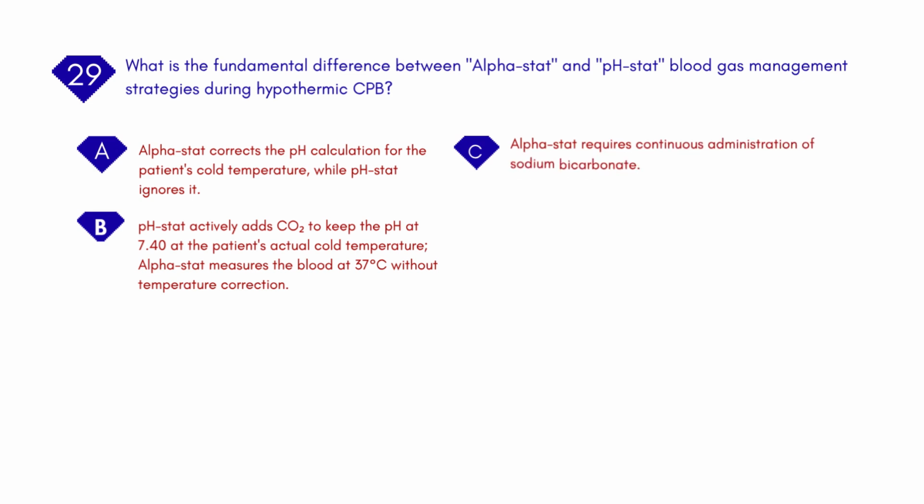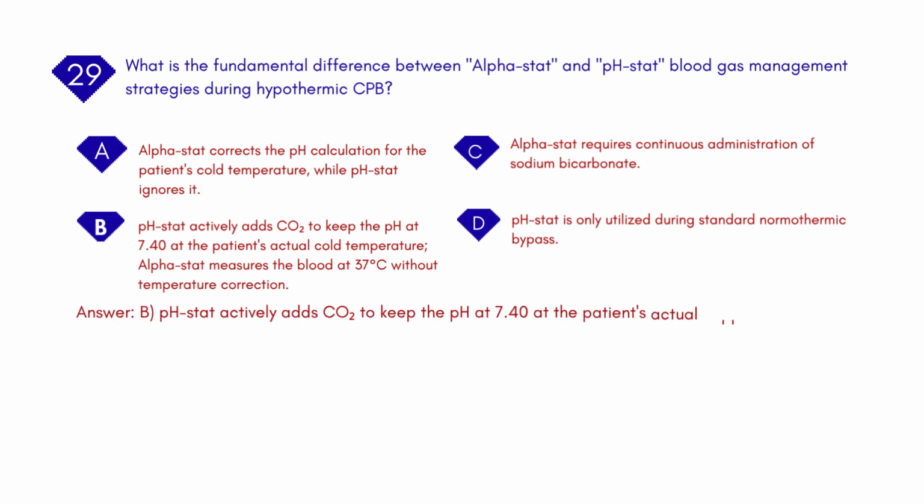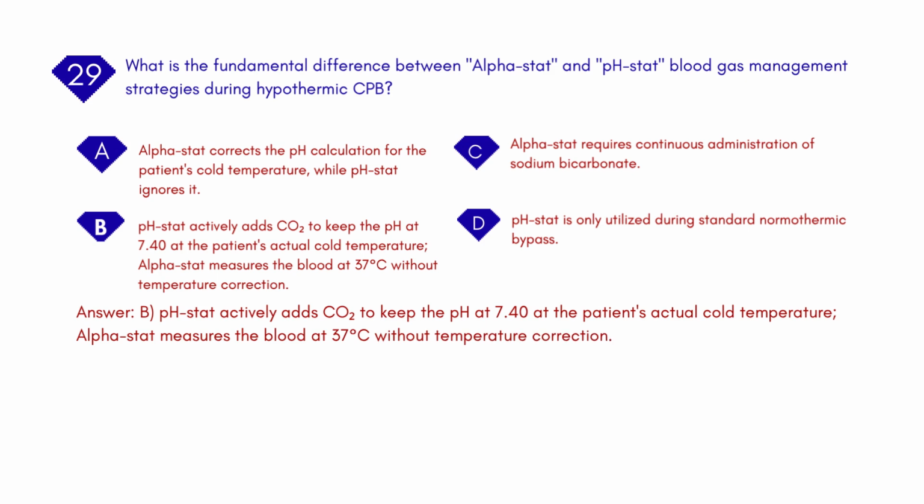C. Alpha-stat requires continuous administration of sodium bicarbonate. D. pH-stat is only utilized during standard normothermic bypass. Answer: B. pH-stat actively adds CO2 to keep the pH at 7.40 at the patient's actual cold temperature. Alpha-stat measures the blood at 37°C without temperature correction.